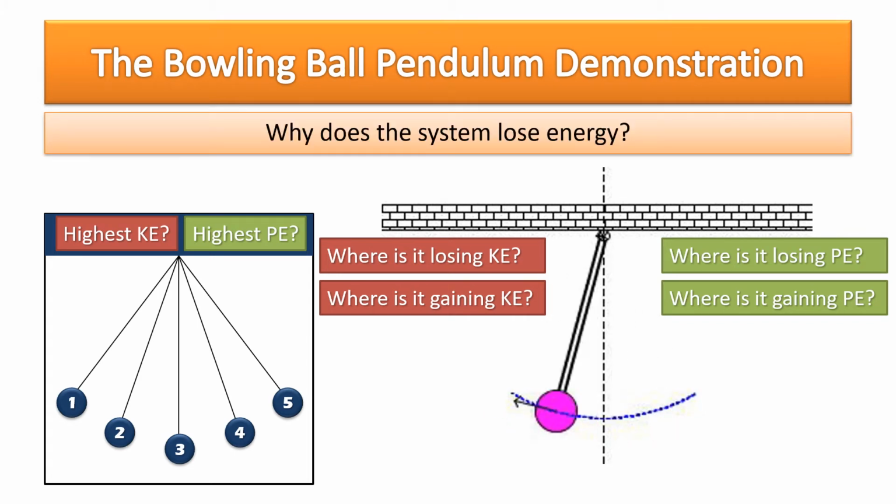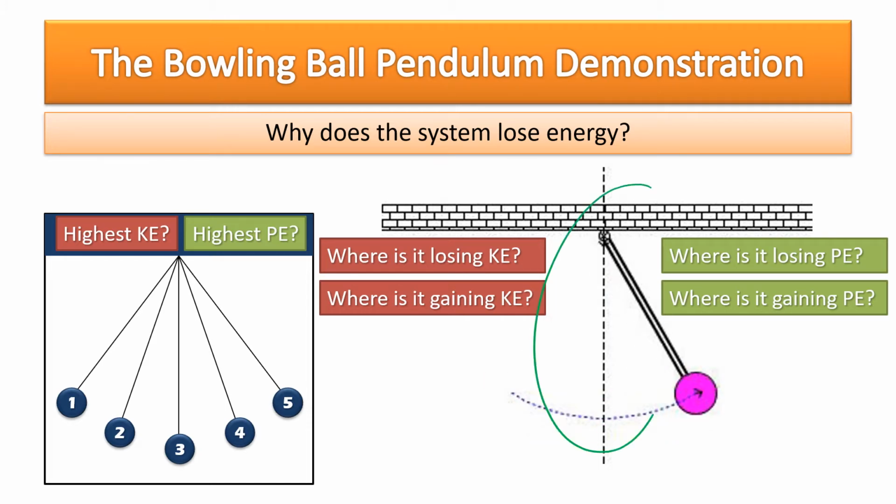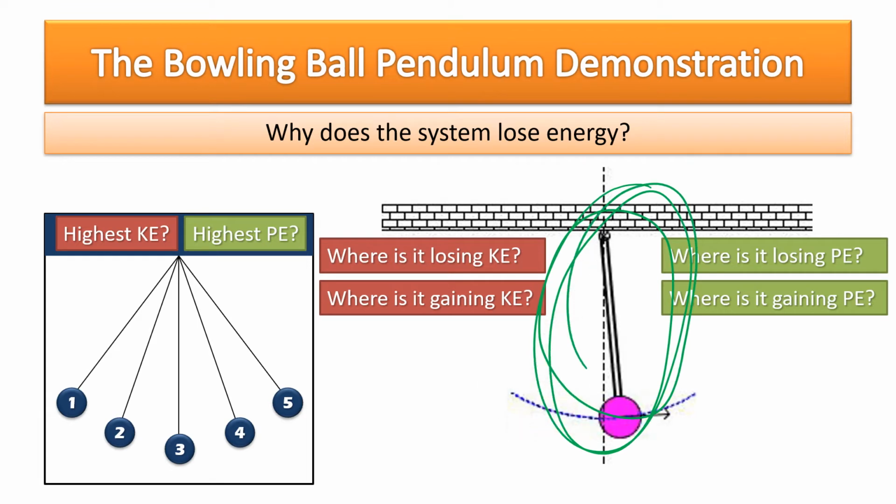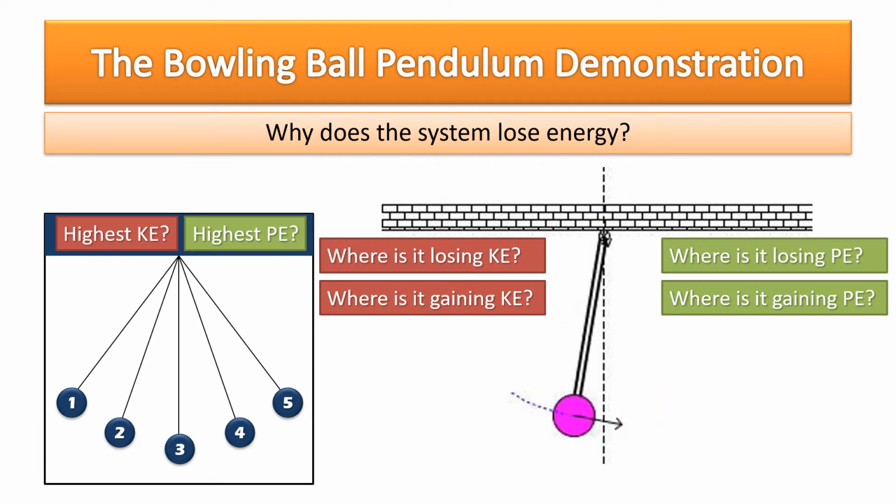Why does the system lose energy? So when I do this in the classroom, I have this slide up and it says, why does the system lose energy? Because it doesn't go back and forth forever like this one is. Eventually it stops. So stop the video and give me your answer. The system loses energy because it gets transferred into internal energy or heat over here.